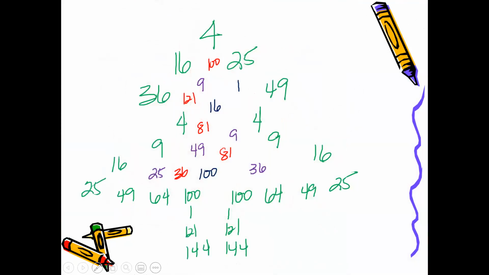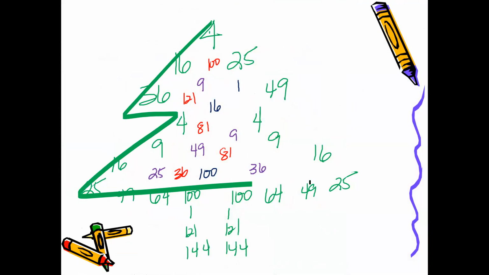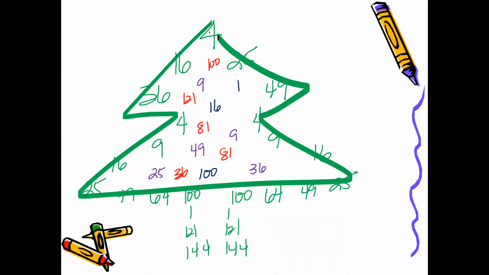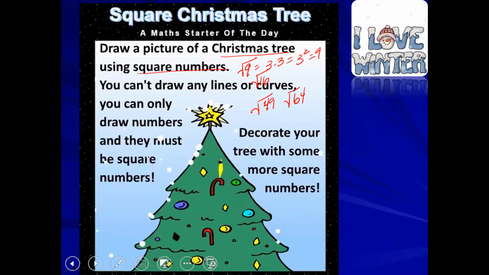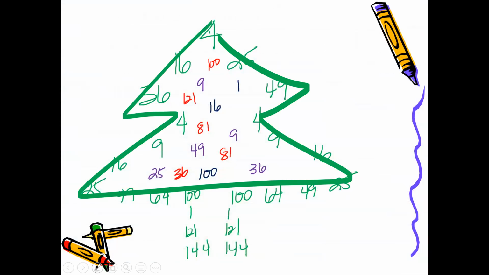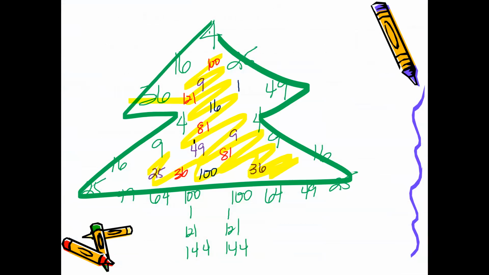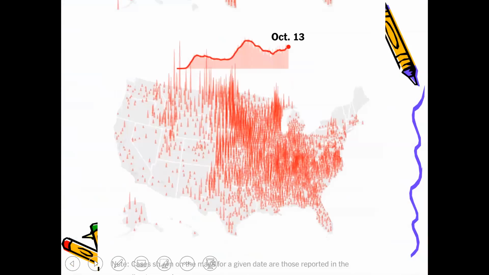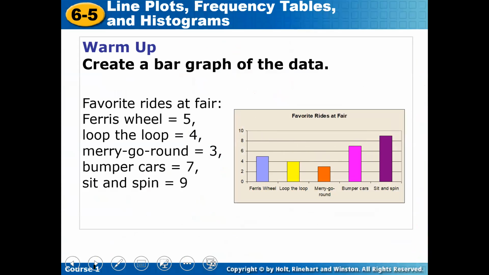And then you are supposed to decorate the inside with more square numbers. So then I have mine decorated right here with more square numbers. So you should have something similar to that. And then this is a question where you're asked to create a bar graph of the following data. So take a look at that.